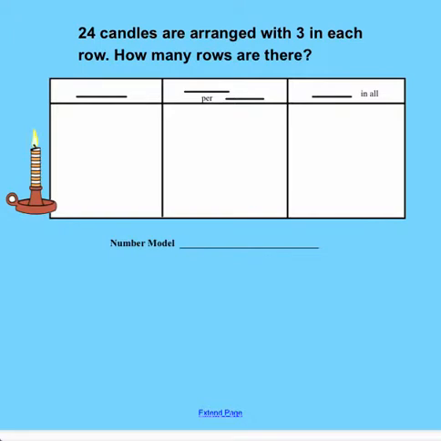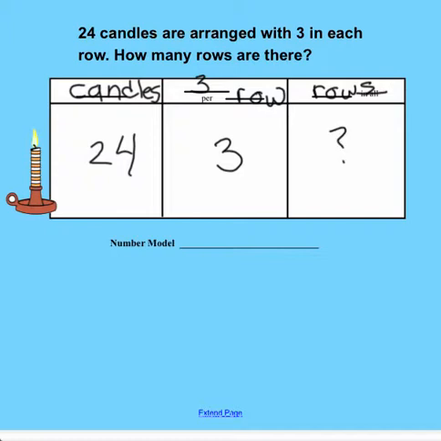Here's the next problem. 24 candles are arranged with 3 in each row. How many rows are there? For sorting our information, we can label this candles. And I have 24 of them. And there are 3 per row. So we'll put that down here, 3 per row. And we want to know how many rows are there. This is what we are trying to figure out.